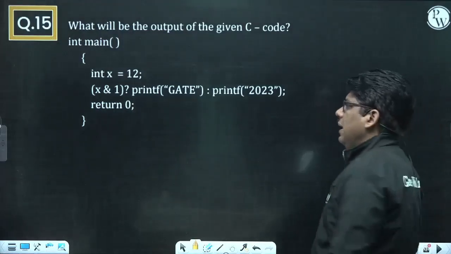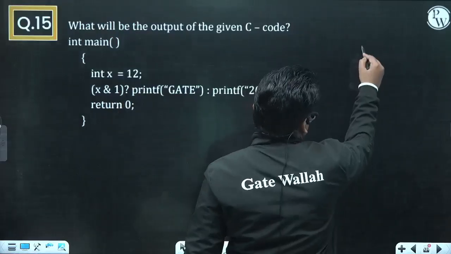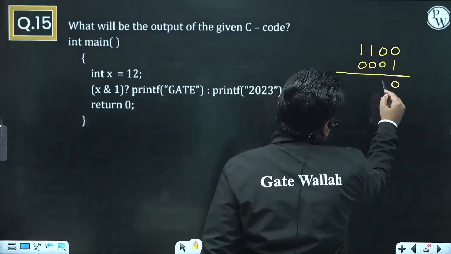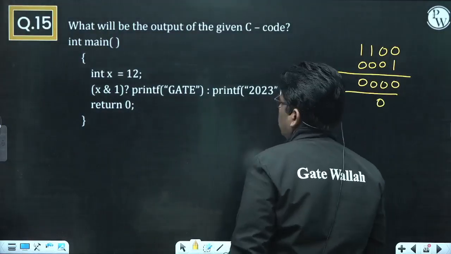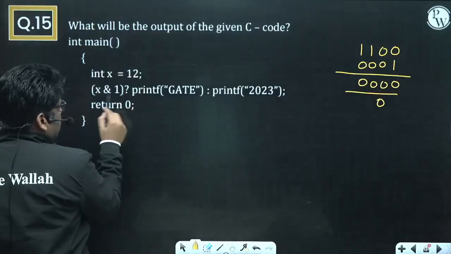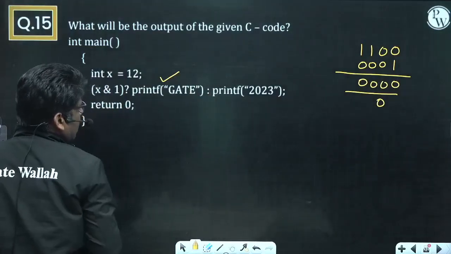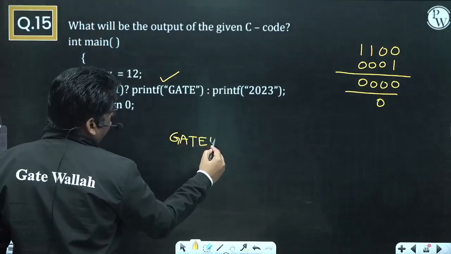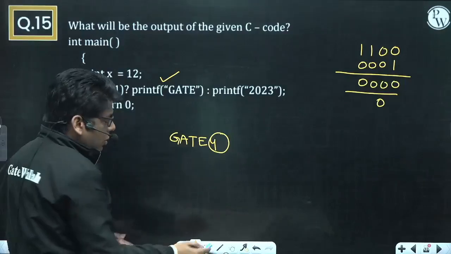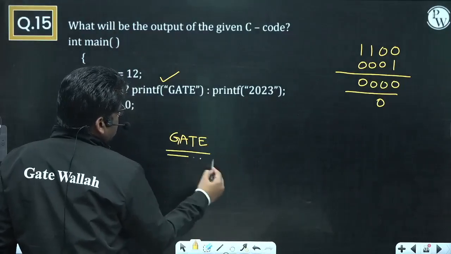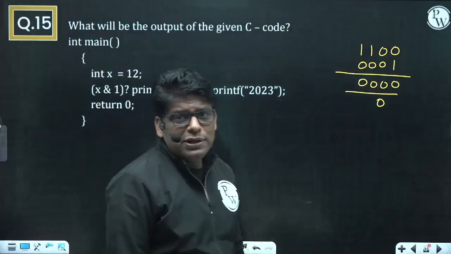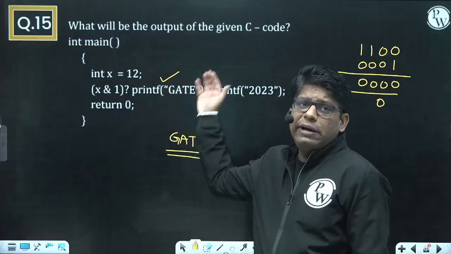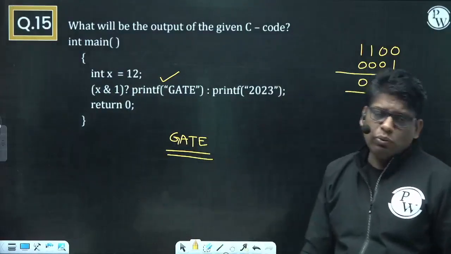Easy one. If x is 12 and bitwise AND with 1, 12 is 1100, bitwise AND with 1, this becomes 0000, so this result becomes 0. If this becomes 0, the value of the entire expression becomes this. That means printf will work and the result would be gate. Don't say gate 4. How would 4 be printed? There is no such printf statement. That is why the output of this statement is gate. We are not collecting the value of printf anywhere.